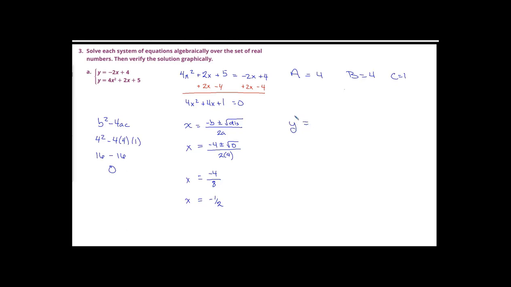Now I need to find my y. So I'm going to choose one of these two equations to plug the x into to help find it. And so I'm going to plug it into the first one. Negative 2 times negative 1/2 plus 4. And so negative 2 times a negative 1/2 is a 1. Plus 4 is 5. And so this is one where it would only give me one solution because I didn't have two x values. So my one solution is negative 1/2, comma 5.